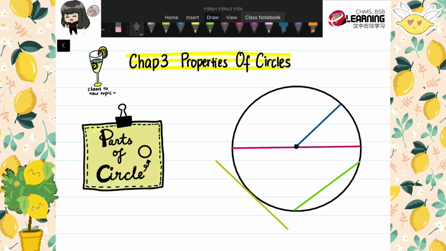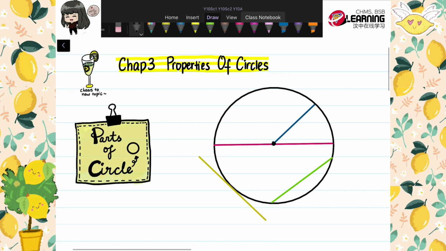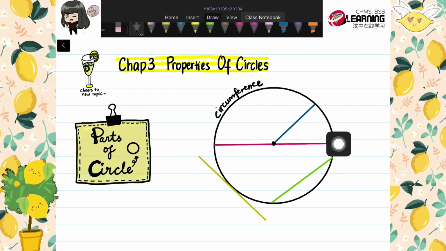Right, so parts of the circle. The thing that you need to know about parts of a circle is, we know that this is the center. Center I don't need to write. And the next thing you need to know is your circumference. This length of this circle, we call circumference. Can you repeat after me? Circumference. Again, circumference. Okay, very good.